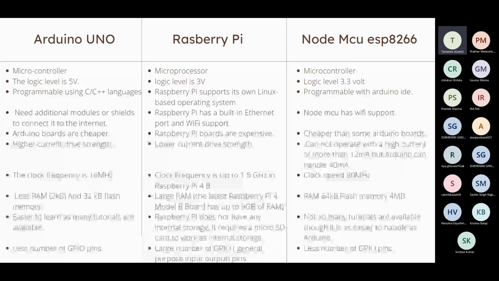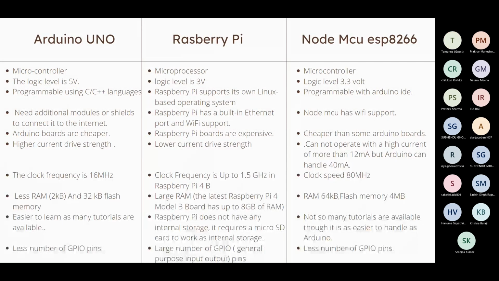The next point is clock frequency. The clock frequency of Raspberry Pi is the highest, that is 1.5 gigahertz. Then there's Node MCU with a clock speed of 80 megahertz and Arduino Uno with a clock speed of 16 megahertz. It means the processing speed of Raspberry Pi is the highest among all. So if we need to do a task which needs very high speed processing or a complex task, then Raspberry Pi is preferred over Arduino Uno or Node MCU.